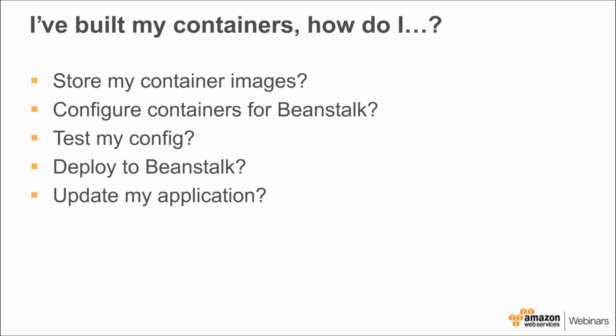One of the questions might be, after I've built a container, we've done a Docker build, where do I then put those container images so that Elastic Beanstalk can access them and pull them into my environment? How do I specify the configuration of these containers for Beanstalk? So how do I ensure that they're configured the way that I want them when they're running in my Beanstalk environment? Is there a way for me to test this config before I push it to Beanstalk? So after I write that configuration file, can I test it locally?